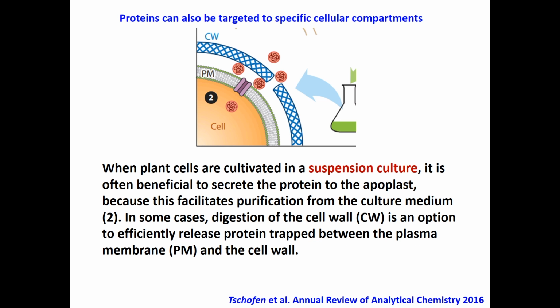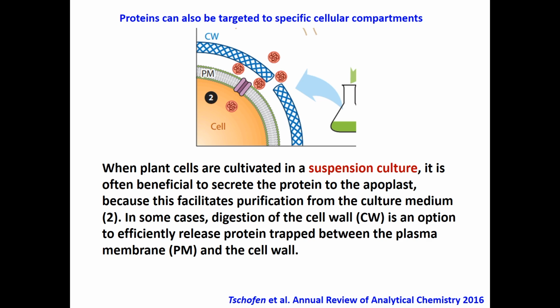Proteins can also be targeted to specific cellular compartments. Here, when the plants are cultivated in a suspension culture, it is often beneficial to secrete the protein into the apoplast, because it facilitates purification from the culture medium. In some cases, digestion of the cell wall is an option to efficiently release protein trapped between the plasma membrane and the cell wall.